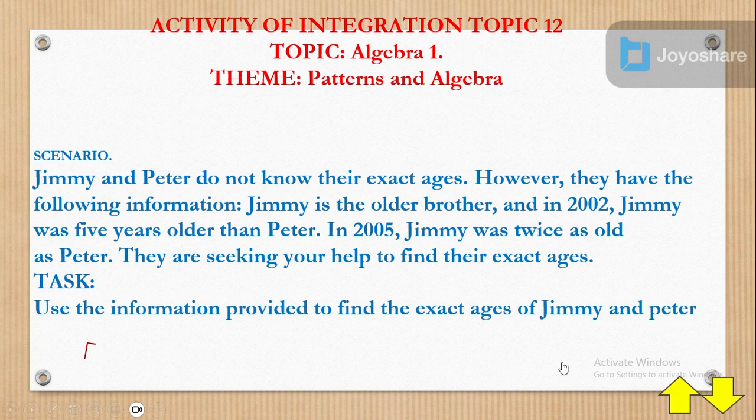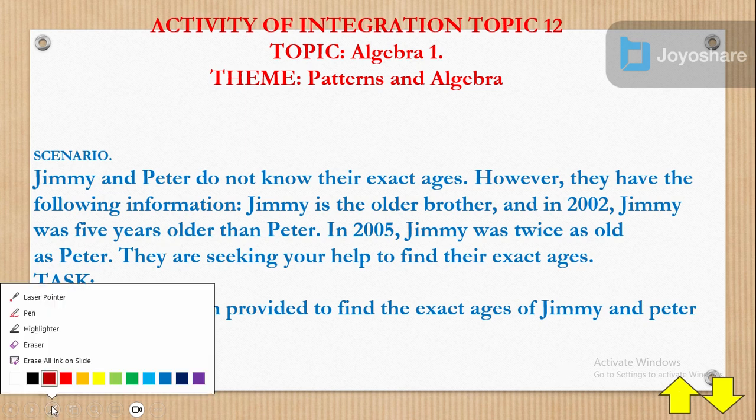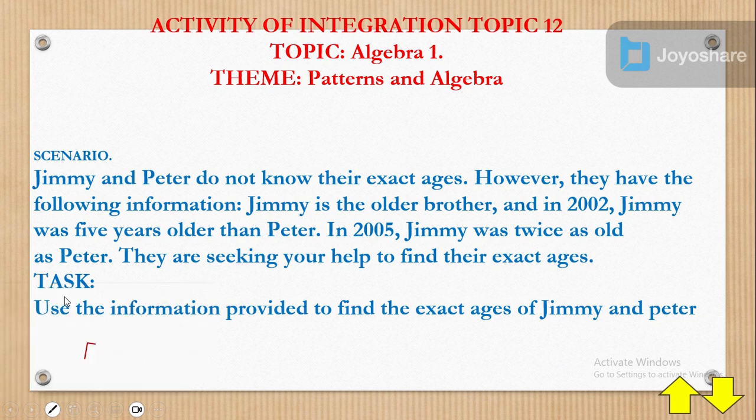So first, let's get their tables. So that is Jimmy and Peter. Now let's go back to the question. I want us to notice something. So here they're saying in the question, Jimmy and Peter do not know the exact ages. However, they have the following information. Jimmy is older than the brother.